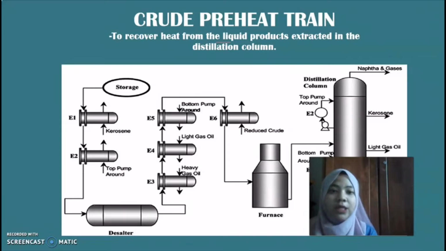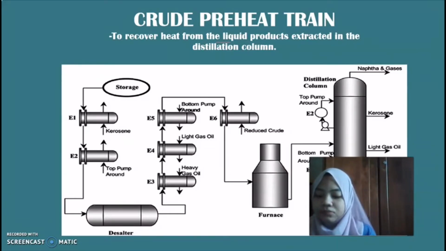I said before it consists of two stages, right? Cold preheat and hot preheat. After that, the temperature required is about 270 when crude oil enters the furnace, and the furnace will heat the oil to the temperature required for the distillation column. Crude oil will be heated to about 360 to 370 before it enters the distillation column.